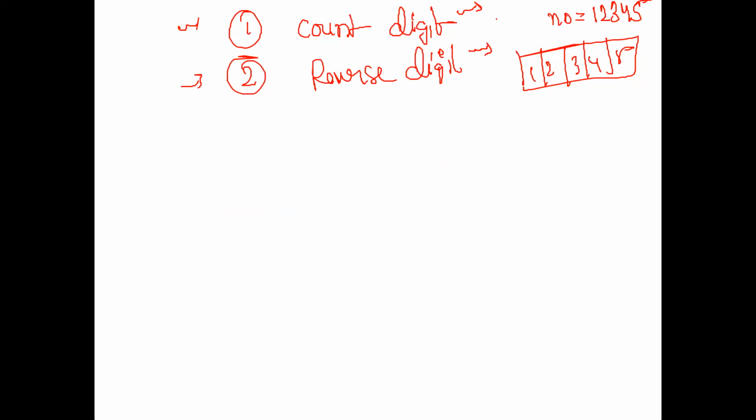Hope you understand count of the digits. So output of count of the digits will be 5. Output for reverse of the digits will be 5, 4, 3, 2, 1. This will become the number. So this is how the other questions come regarding the same concept. So I hope we know this.